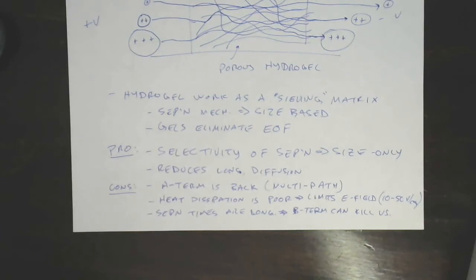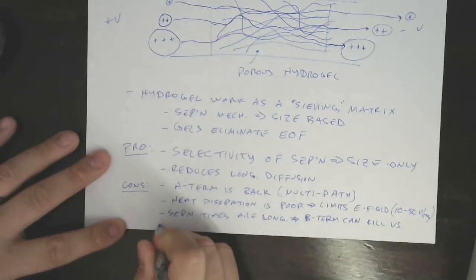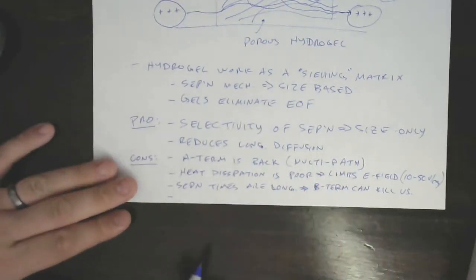Let's see if there's anything else we should look at. Oh yeah, sure. There's one more. There's one more challenge here. It seems like it's all cons and no pros. One more challenge. A tiny little piece of paper here, so I hope you can read what I'm about to write.